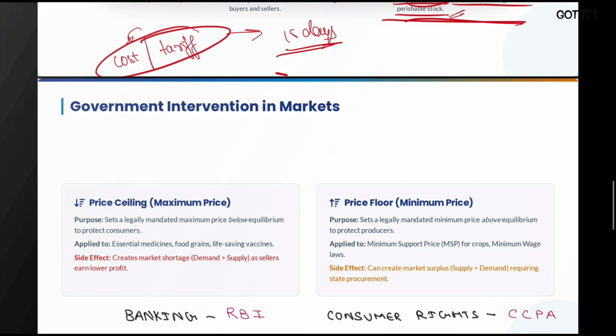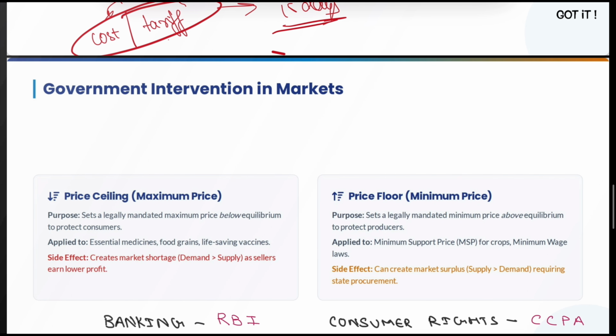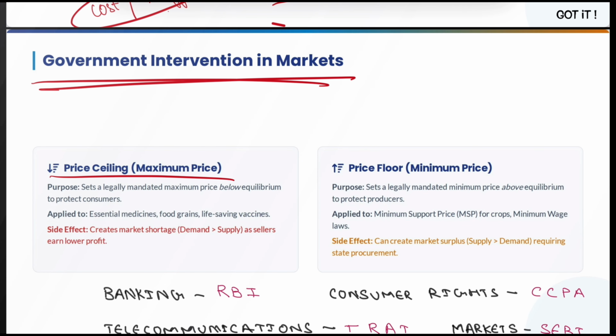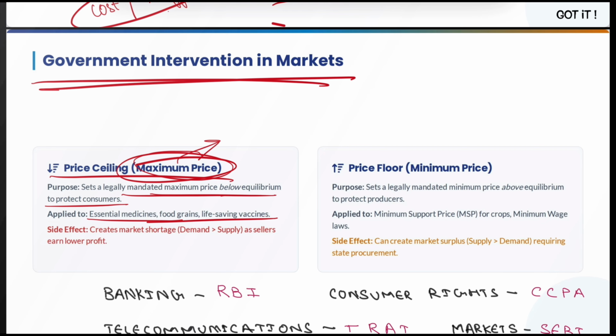Next is government intervention in markets. The government needs to intervene in markets in order to help both the consumers and the sellers have a proper fair market. To implement this, they have come up with a price ceiling, where the maximum price is fixed by the government. This sets a legally mandated maximum price below the equilibrium to protect the consumers. Essential medicines, food grains and life-saving vaccines are subject to the maximum price cap.